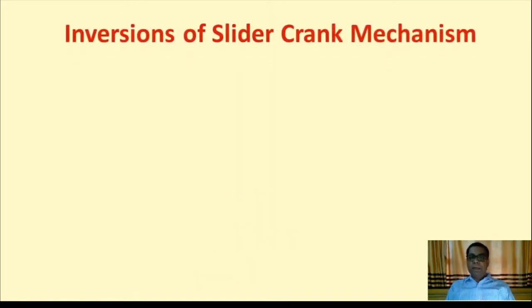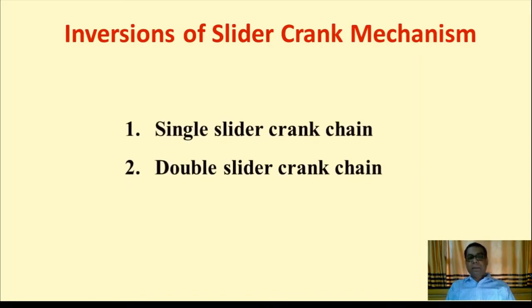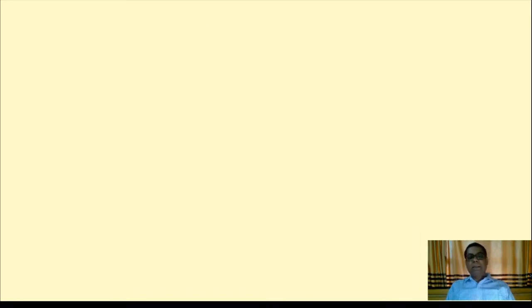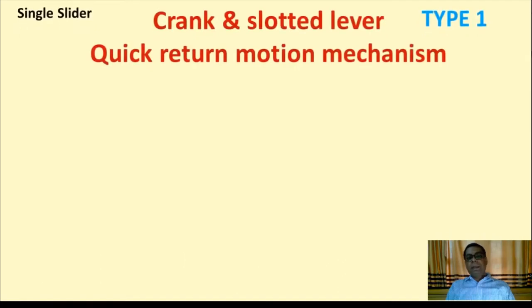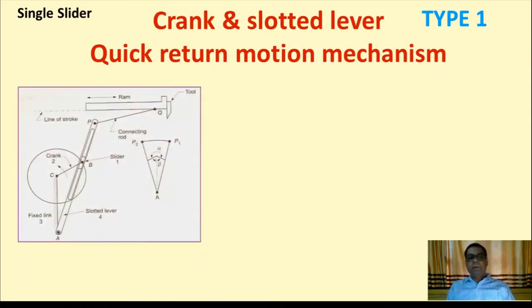Now over here, inversion of slider crank mechanism, we see that there is a single slider crank chain and a double slider crank chain. So in single slider crank chain, type 1 is the crank and slotted lever quick return motion mechanism that we are going to observe over here.